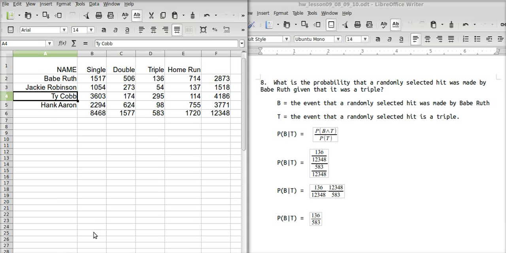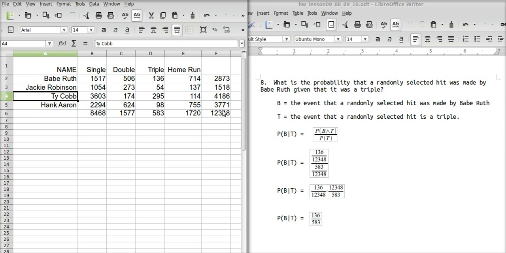So I just went ahead and did that, and here's what it looks like. So this number 8,468 is just the numbers in this column summed up, and the same thing with these here and here. And then these first 4 numbers in this last column are just the row sums. I just added up these 4 numbers here, and I got 2,873.